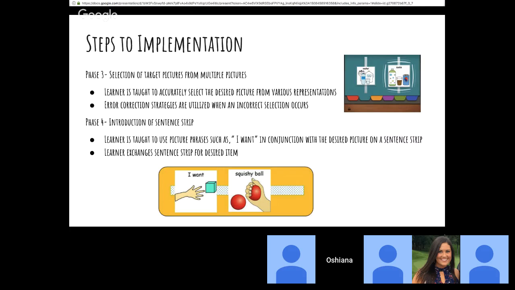In phase 3, the selection of target pictures from multiple pictures begins. The learner is taught to accurately select the desired picture from various representations, and error correction strategies are utilized when an incorrect selection occurs. In phase 4, we introduce the sentence strip. The learner is taught to use picture phrases such as "I want" in conjunction with the desired picture on a sentence strip. The learner then exchanges the sentence strip for the desired item.